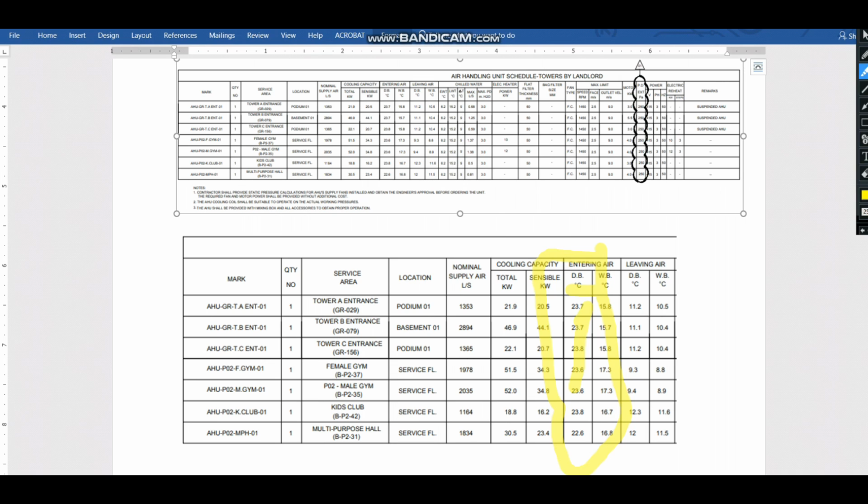I will explain this in detail in the cooling load calculation video. So now you can consider the concept like this. Then off-coil also they have shown. So let's see what that is.